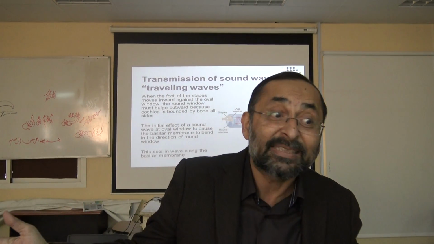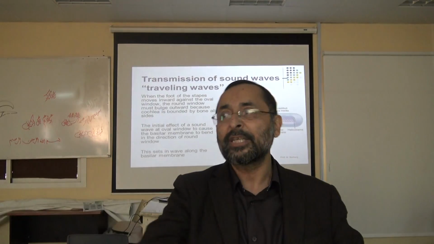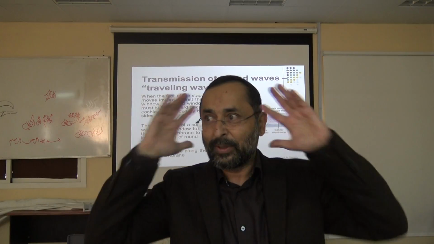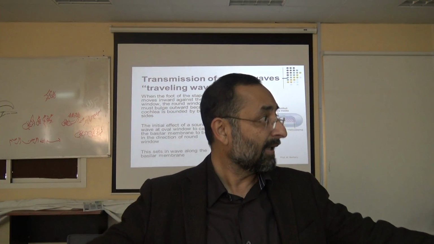But endolymph is not mixing with the perilymph. Perilymph is continuous in the two cavities, but endolymph is totally separate. Are you getting the design of the system? All right, is it clear so far?